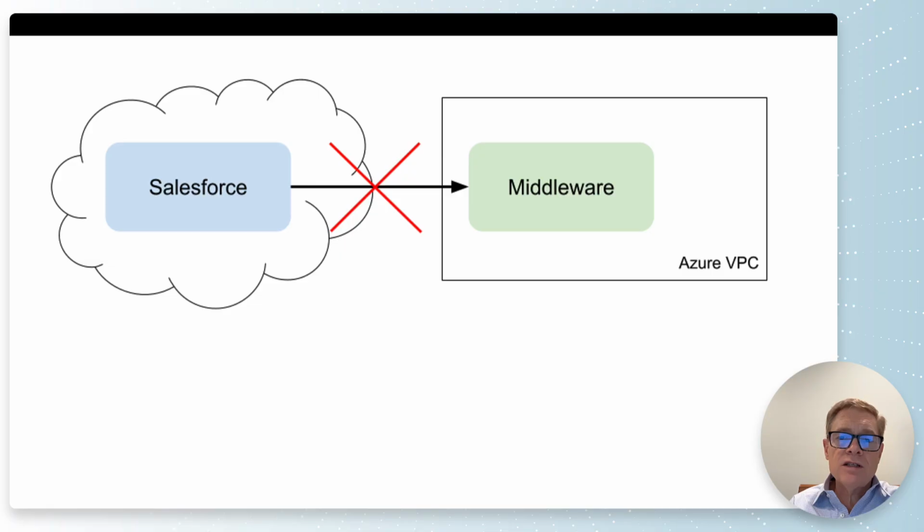For security reasons, this client hosted their middleware on an Azure VPN where inbound internet traffic was prohibited. No ports could be opened to allow inbound REST calls from Salesforce. As a result, our initial design, which had Salesforce making REST calls to the middleware, was not viable.